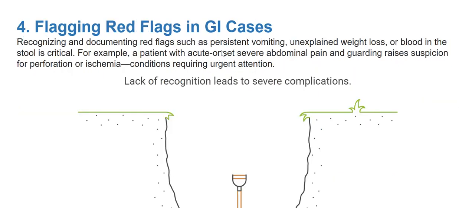Flagging red flags in gastrointestinal cases: recognizing and documenting red flags such as persistent vomiting, unexplained weight loss, or blood in the stool is critical. For example, a patient with acute onset severe abdominal pain and guarding raises suspicion for perforation or ischemia, conditions requiring urgent attention. And here's a diagram showing how the lack of recognition leads to severe complications.